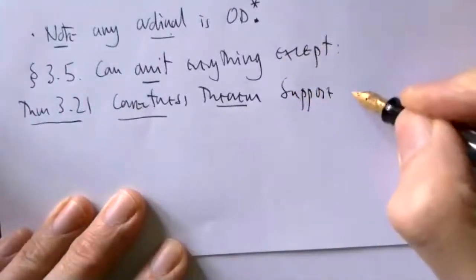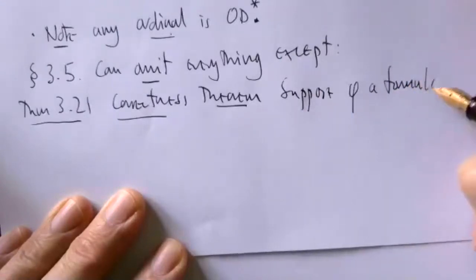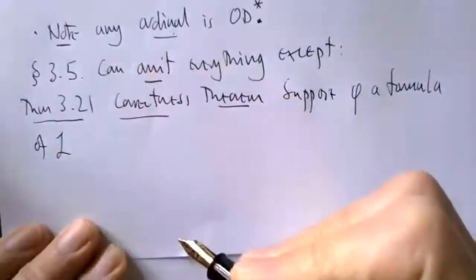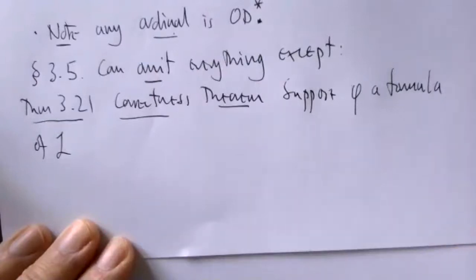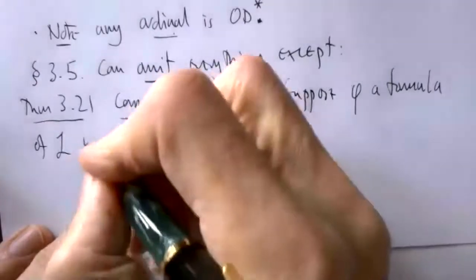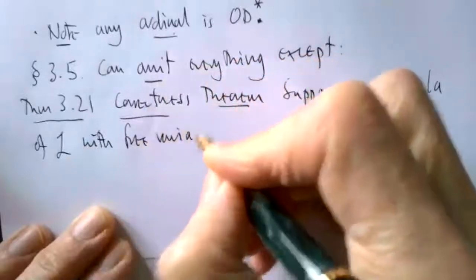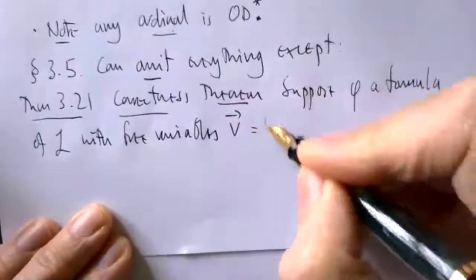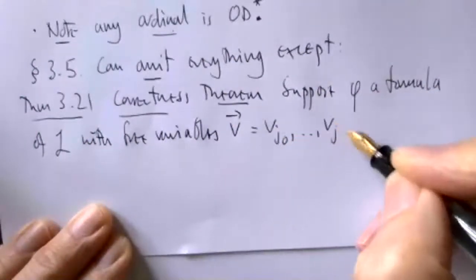So I've got a formula of L, phi here. And it's got three variables, V vector, and these are the variables Vj0 up to Vjm.